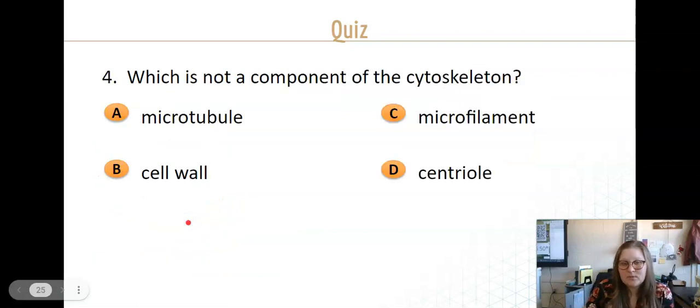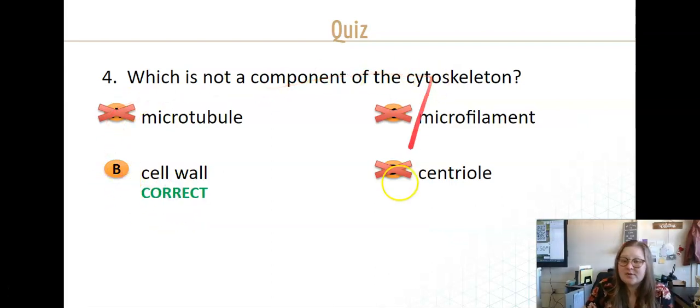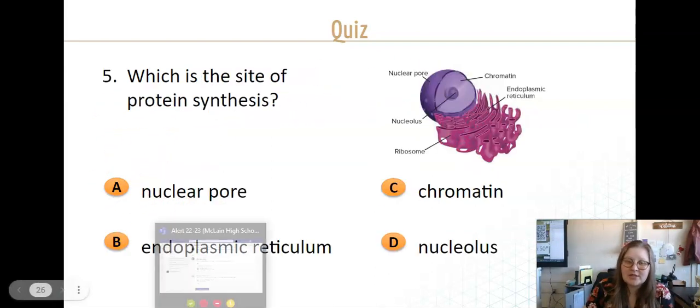Which is not a component of the cytoskeleton? Not the microtubule, or yes, the microtubule, yes, the centriole, and yes, the microfilament, just not the cell wall. All of these are part of the cytoskeleton, cell wall is not.